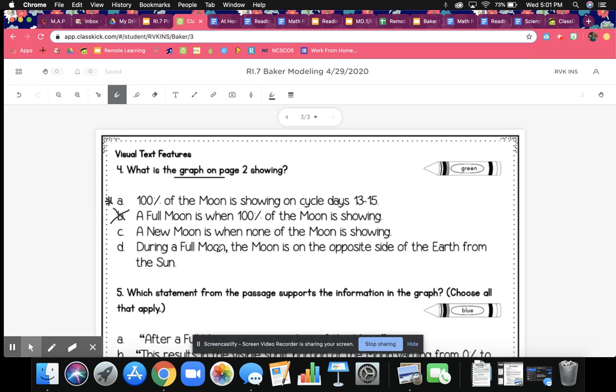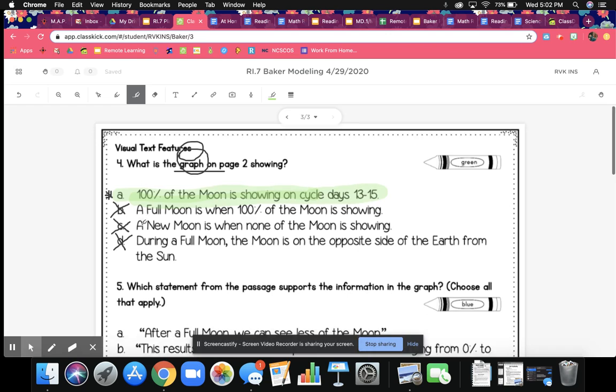A new moon is when none of the moon is showing. It's not showing that, because the graph talks about percentages. During a full moon, the moon is on the opposite side of the earth from the sun. We cannot get that from that graph. We get it from pictures, but not the graph, which is what we're looking at. So our correct answer, go back to your highlighter, is A. 100% of the moon is showing on cycle days 13 through 15.